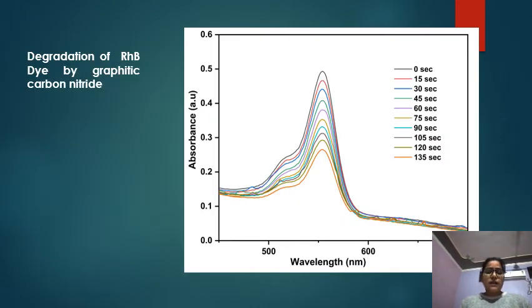The degradation kinetics of graphitic carbon nitride and their nanocomposites is studied using a UV visible spectrophotometer. Here in this slide, the degradation of rhodamine dye using graphitic carbon nitride photocatalyst is shown. It can be seen that with time this absorption peak is reduced. The speed of reduction provides us the value of the activity coefficient for graphitic carbon nitride.